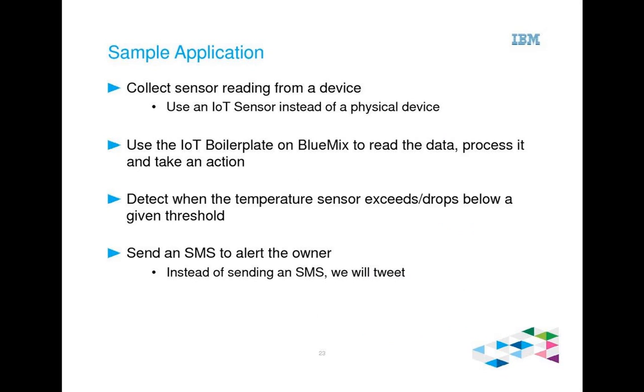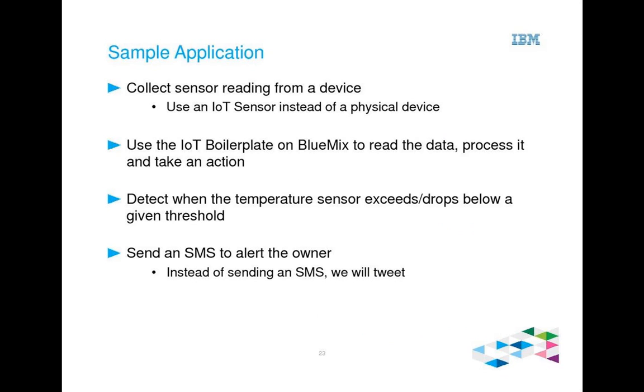If the simulator shows the reading to be more than 50 degrees centigrade or less than 10 degrees centigrade, some action has to be taken. I can send an SMS, but setting that up was tedious. So what I'm going to do is just tweet a message that the temperature has crossed the threshold.